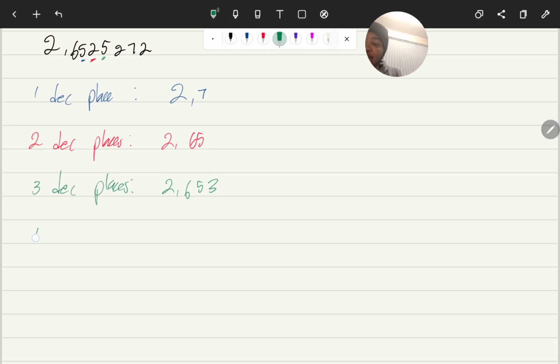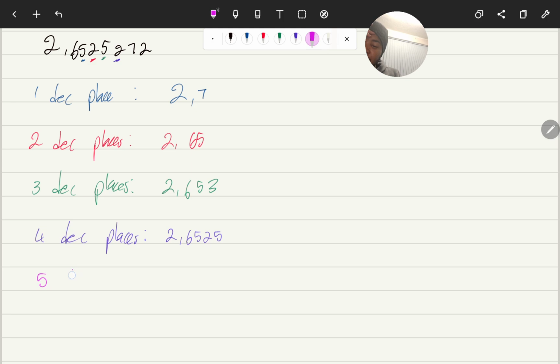Let's go again, different color. So we go again, 4 decimal places. I'm sure you already see the pattern of what's going on. For 4 decimal places, we want 4 numbers after the comma. So we look for the 5th number. Here it is below 5. That means we leave the rest as they are. So it's going to be 2 comma 6 5 2 5. Let's go again.